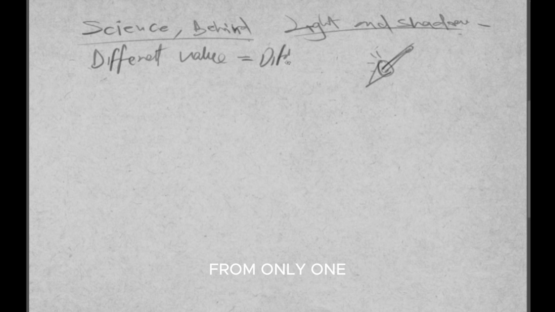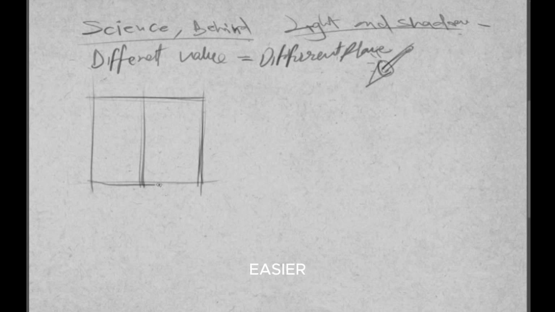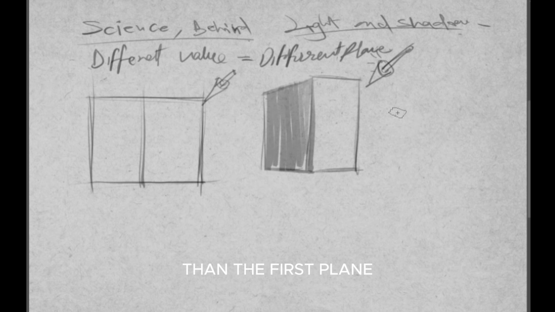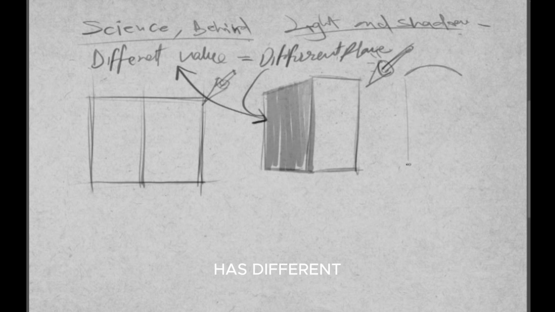Light coming from only one direction makes the process infinitely easier. Two planes equally facing the direction of the source look equally lightened. But when one plane turns away from the light, that plane gets darker than the first plane. This way we have learned that different planes have different values.